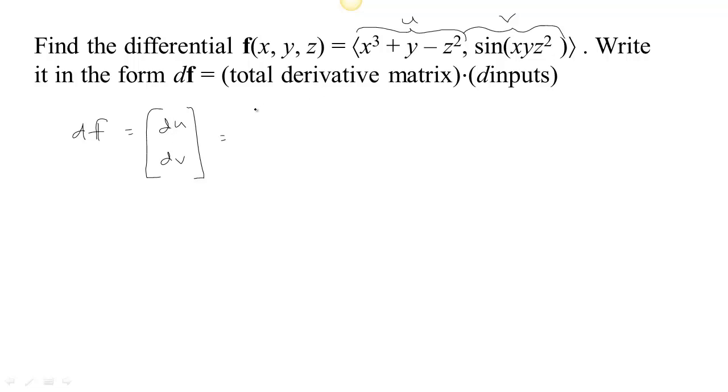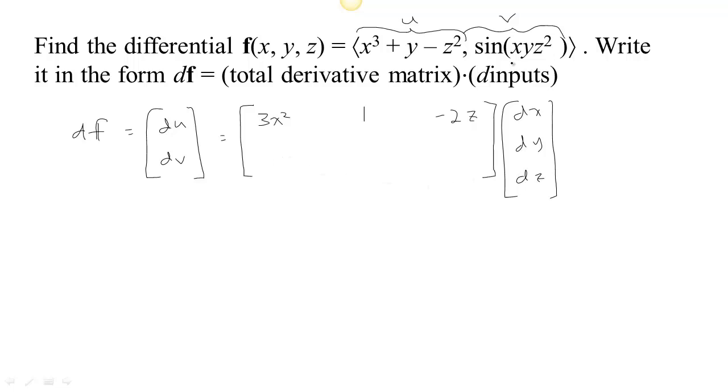Since we have 2 outputs, there have to be 2 rows in our derivative matrix, and 3 columns because we have 3 inputs. So we could consider a change in the first input, the second input, or the third input. The derivative of u with respect to x is 3x squared. The derivative with respect to y is 1, so that multiplies the change in y. And the derivative with respect to z is negative 2z, so that multiplies the change in z.